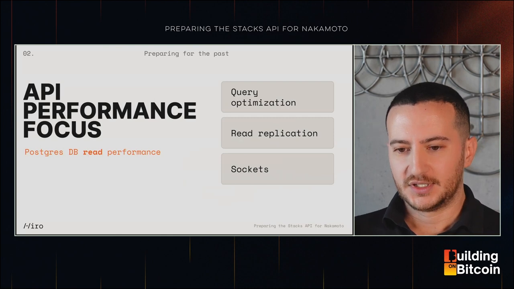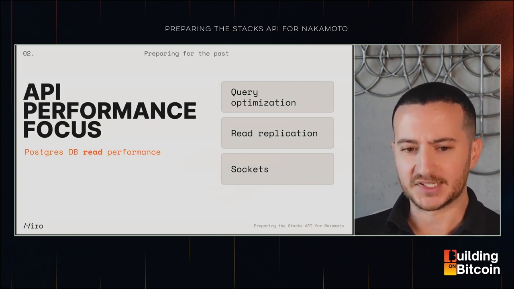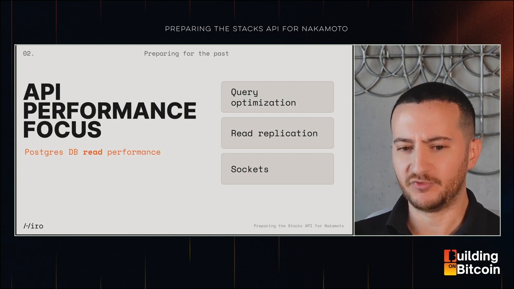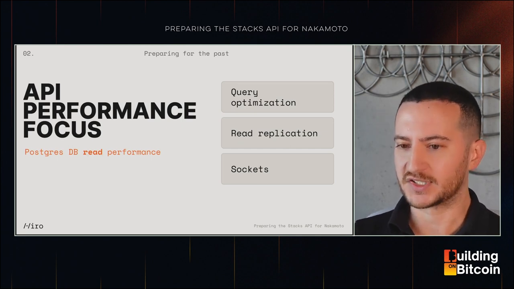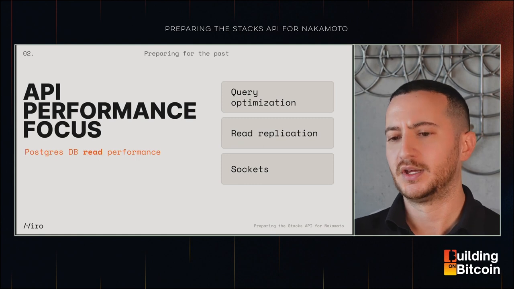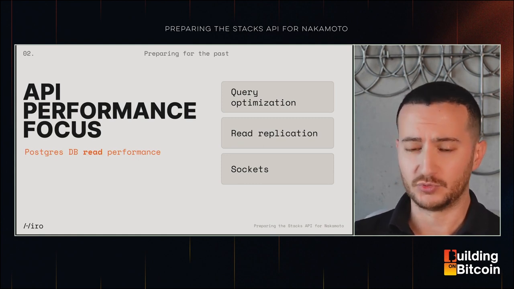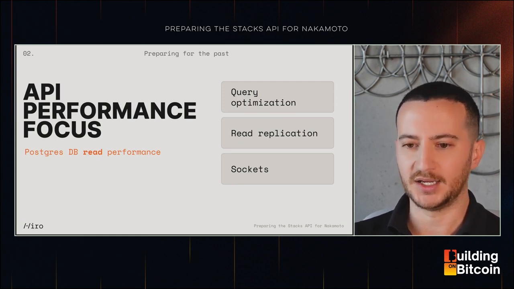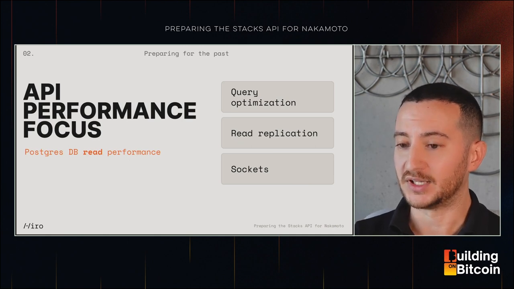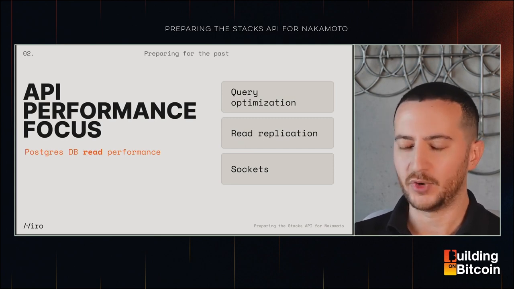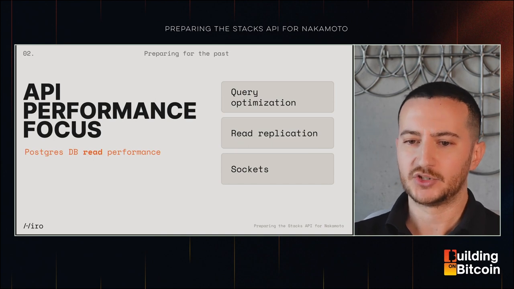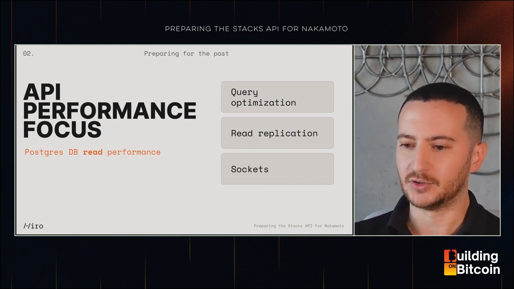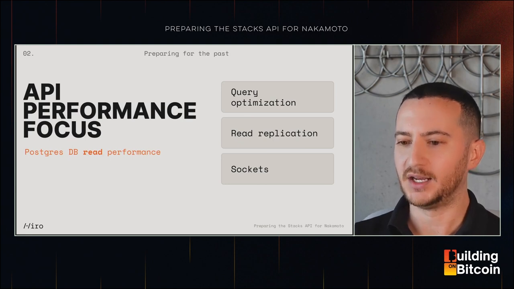So our focus in performance of the API during this time was pretty much completely focused on the read performance of the API. So the API internally uses a Postgres database, which obviously requires queries to retrieve information. So we made sure that all of these queries ran smoothly and users were able to get the information that they requested quickly. We also implemented read replication with the help of the DevOps team at Hiro to make sure that our database can handle write and read traffic separately and optimally.